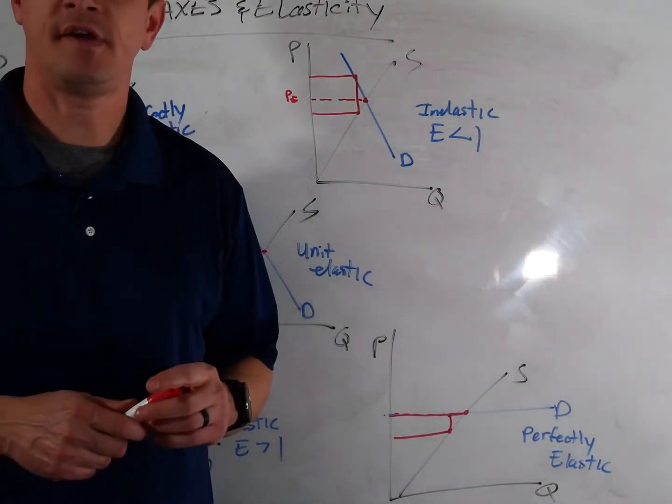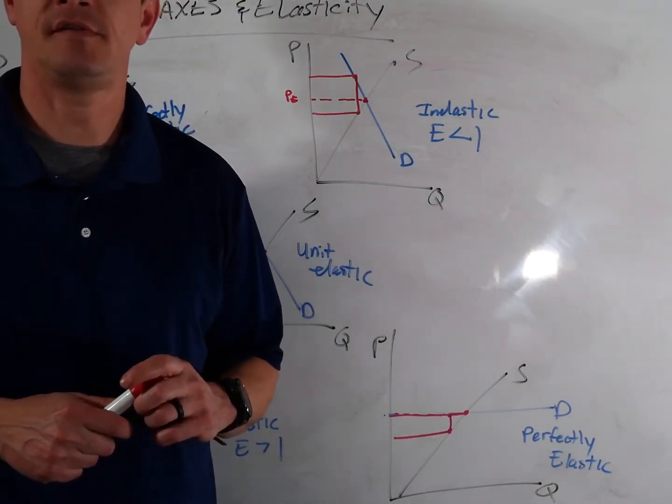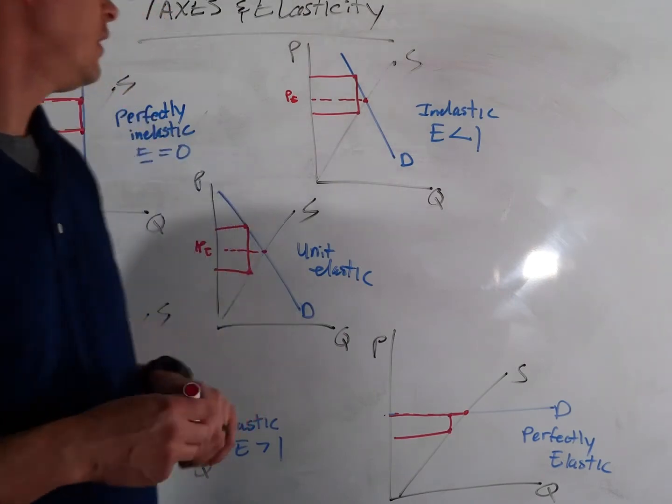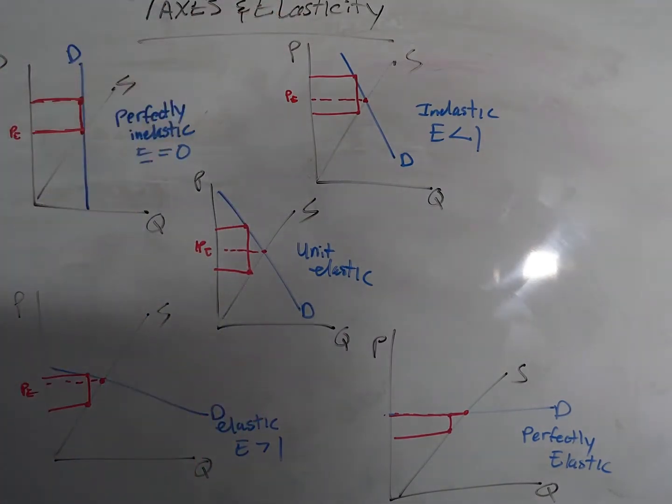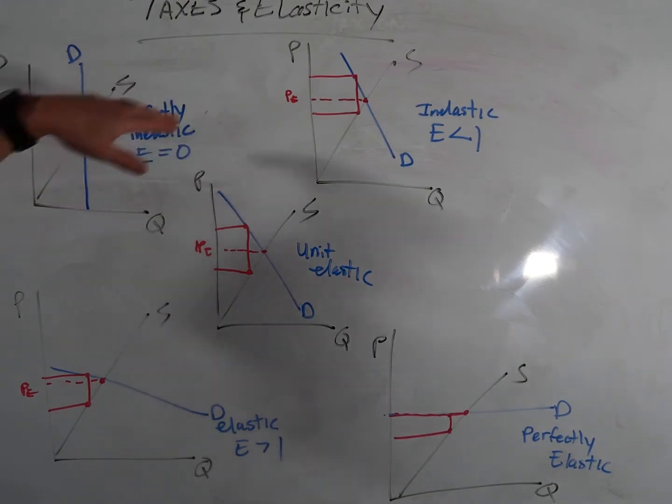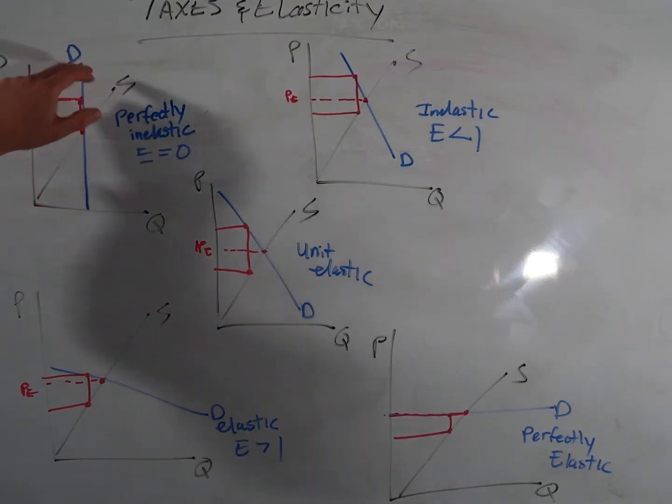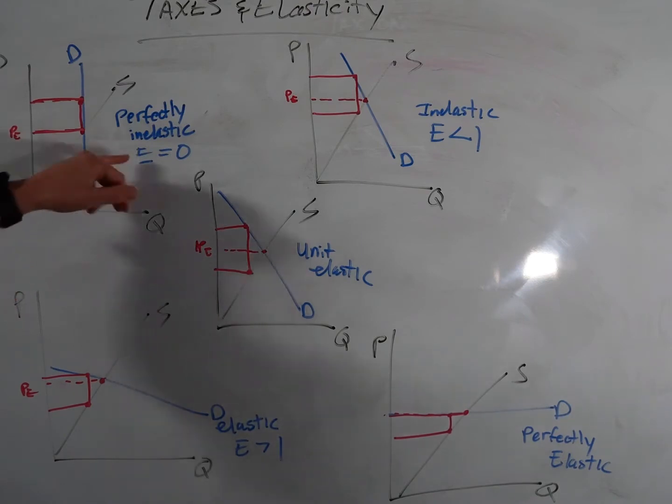Okay, let's talk about tax incidence and elasticity from a demand perspective. All right, so taxes and elasticity. I have drawn up all the supplies as roughly unit elastic, and I've added in blue the demand curve. So what we have here is a perfectly inelastic demand curve where E equals 0.